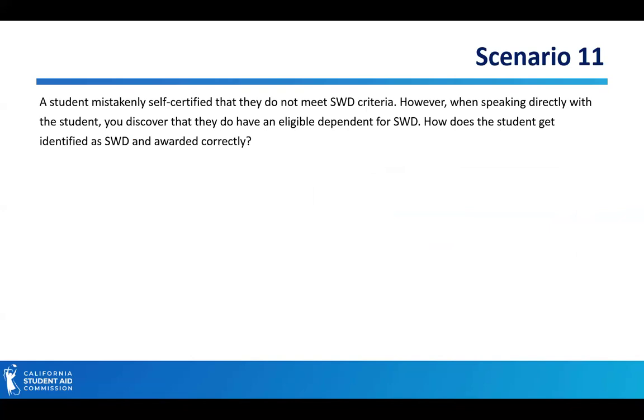Number 11, a student mistakenly self-certified that they're not eligible for the student with dependent. But you talk with the student and you find out, hey, you actually do qualify for that. What should we do?